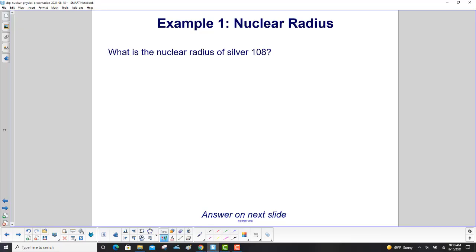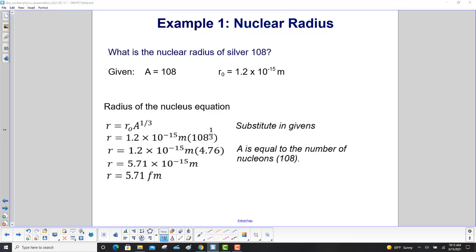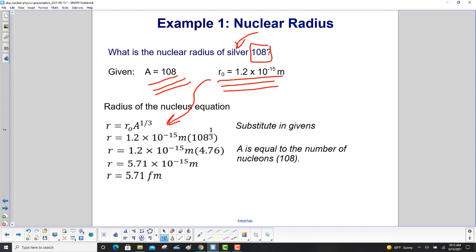What is the nuclear radius of silver 108? The problem gives us this. That's the mass number, 108, and that typically is the number that follows when you talk about an element. So silver 108, A is equal to 108. R0 in our radius of the nucleus equation was found experimentally to be 1.2 times 10 to the minus 15th meters. So we plug in the constant here, and then here's 108 to the 1/3 power, calculate out our math, and we get 5.71 times 10 to the minus 15th meters.